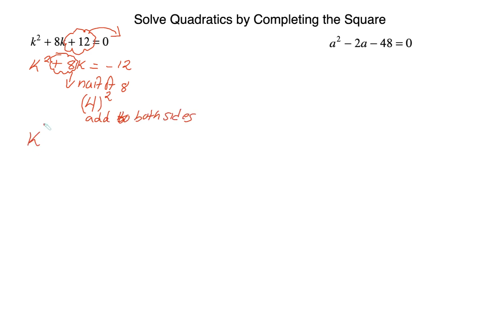So remember, on the left hand side we had k squared plus 8k. Now we're going to add the 4 all squared. On the right hand side I had negative 12 and I'm also going to add the 4 all squared. Whatever you add to the left, you must add to the right. So remember, after you take your constant over to the other side, you're going to take half of your b, which is the k, and then you're going to square it.